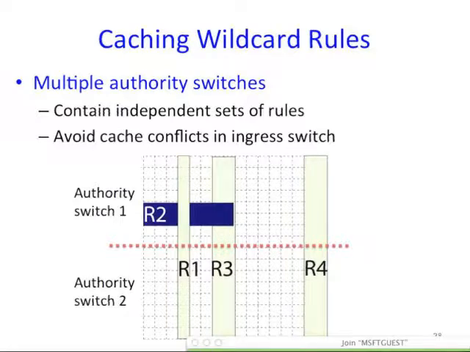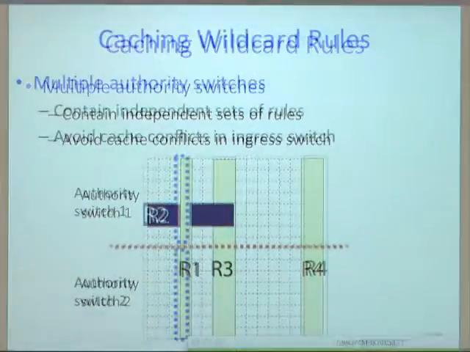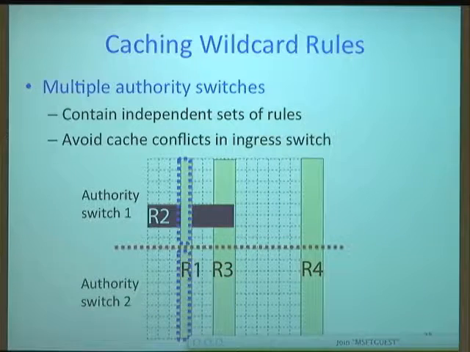This kind of caching problem becomes even more challenging when we have multiple authority switches. So here in this figure, when we have 2 authority switches, each taking half of the flow space, then where do we store rule 1 and rule 3 and rule 4? For example, for rule 1, if we store it in both authority switches, then these authority switches may make independent decisions on what they want to cache in the same ingress switch. So there may be cache conflicts. So instead of storing rule 1, we store 2 independent rules, and then store each of them in 1 authority switch. So we can see that with multiple authority switches, we actually increase the total number of rules in the whole flow space.